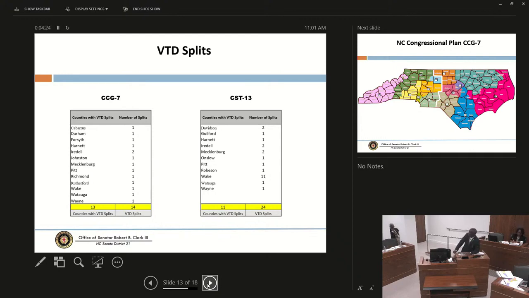And the plan presented by our Republican friends across the aisle, they have 24. And I suspect the number's a little bit higher, probably due to their efforts to avoid splitting municipalities. So you have to pick your poison. Split more municipalities or split more VTDs. Sometimes you just have to pick the poison. It depends on what sort of priority you establish.